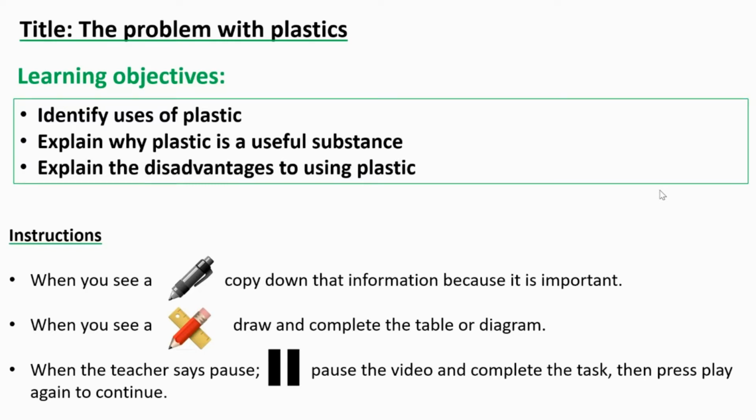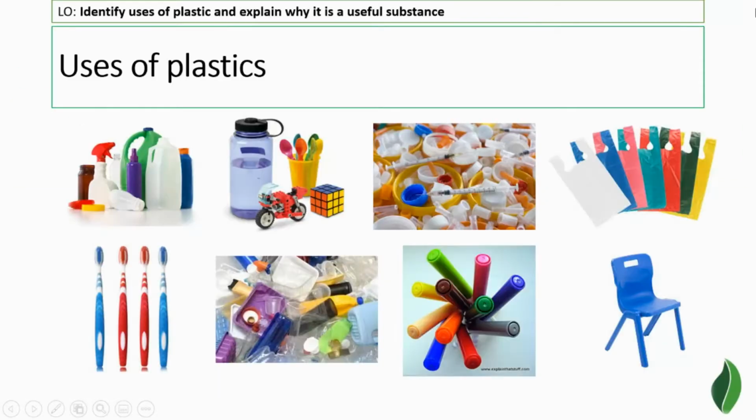using plastics. So as per usual, if you see the pen, you're going to copy down that information because it's important. Pencil and ruler is where you're going to draw a diagram or table, and the pause button is where you pause the video and complete the tasks.